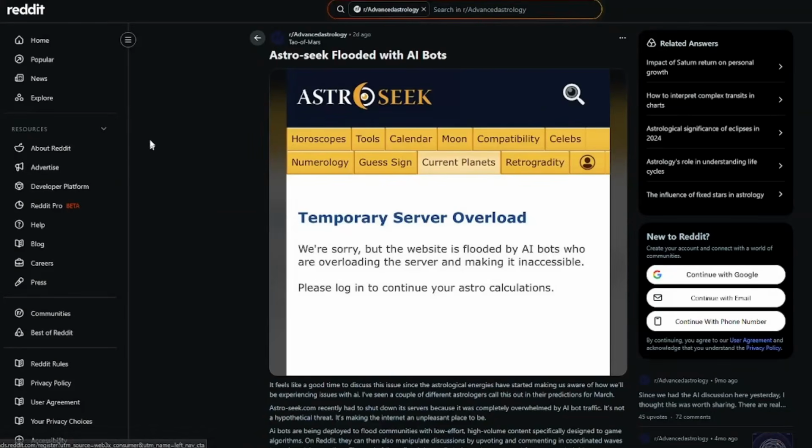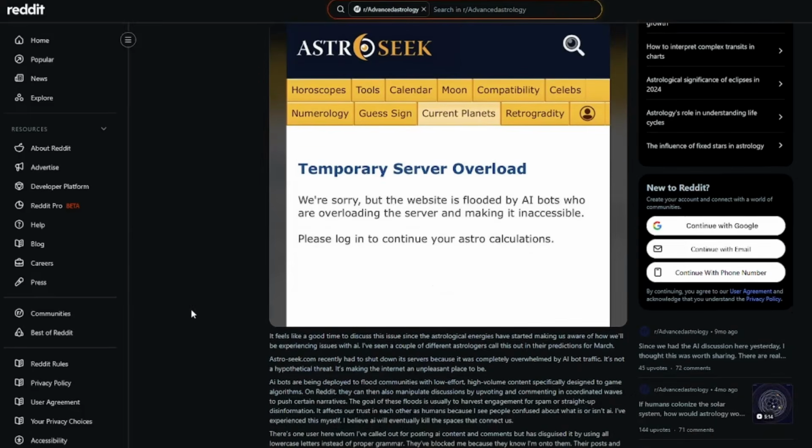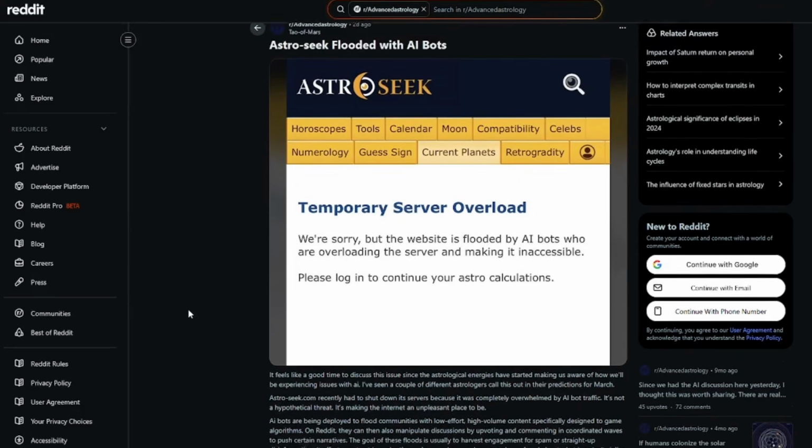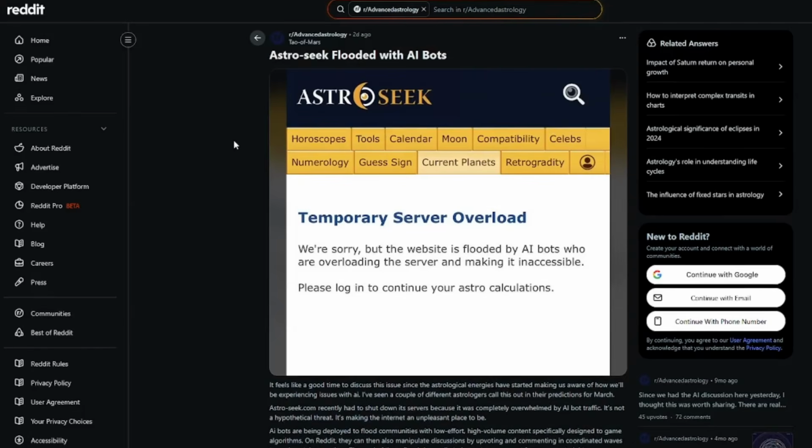Just as an update, AstroSeek apparently is down due to being flooded with AI bots. So I'm going to try different ways to show you the zodiac besides using this. It doesn't stop, but it may slow down my chart analysis for my readings.